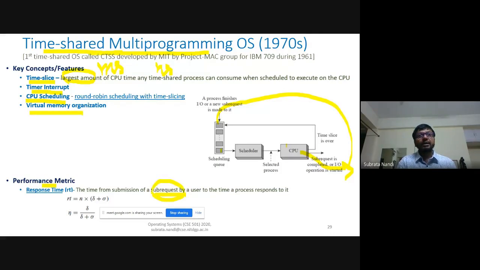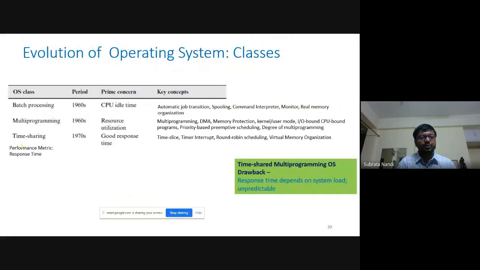Okay. So here the main point is the user is not concerned about how long its entire process requires to get completed. It is happy if the system responds very fast to its submissions. And this is the response time, and this is the efficiency. This is also important. So these are the performance metrics. In time shared multiprogramming, the performance metric is the response time, and the prime objective is a good response time. The different concepts involved are time slice, timer interrupts, round robin scheduling, and virtual memory organization.